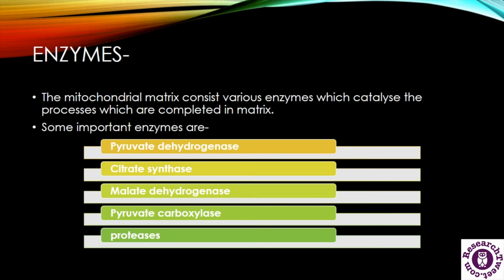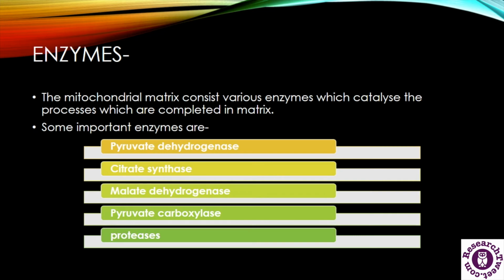For example, citrate synthase, pyruvate dehydrogenase, aconitase, alpha-ketoglutarate dehydrogenase, fumarase, malate dehydrogenase. These are all enzymes helpful in the citric acid cycle, which is completed in the matrix. Some other enzymes include ornithine transcarbamylase, pyruvate carboxylase, and beta-ketothiolase, which are used in the urea cycle and beta oxidation, which is called fat metabolism.